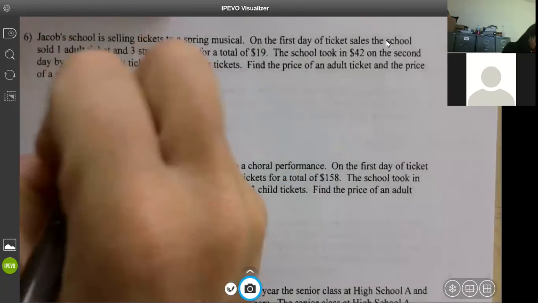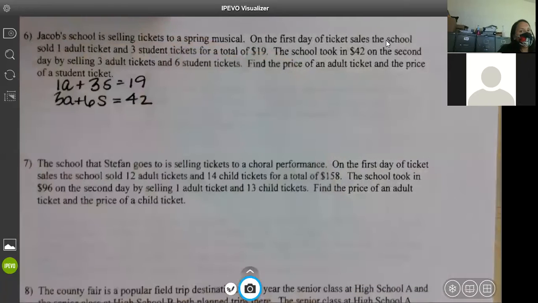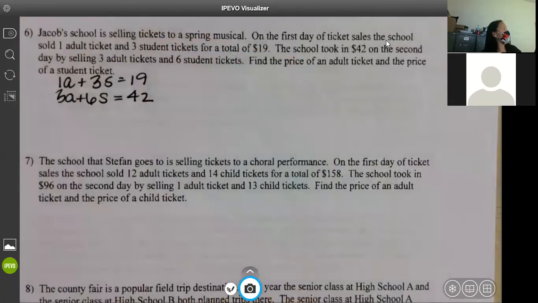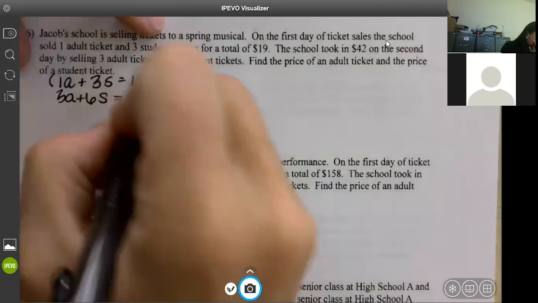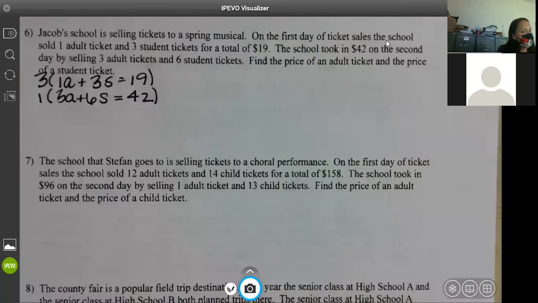3A plus 6S equals 42. Perfect. Now notice nothing looks alike. This is what I was talking about. Nothing looks alike. So the way we get them to look alike, we put those parentheses on and we switch the first 2 numbers.